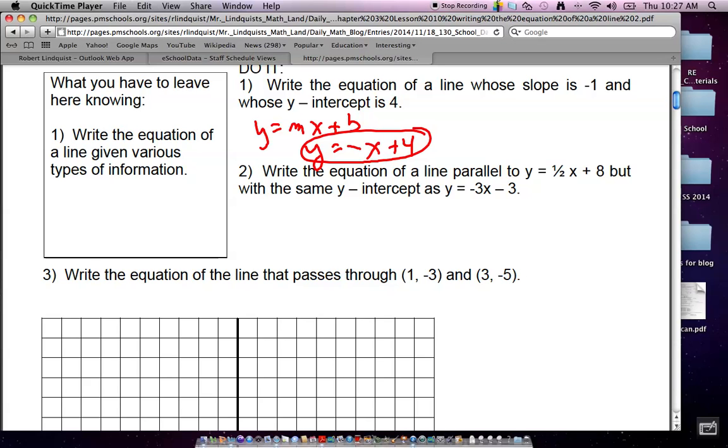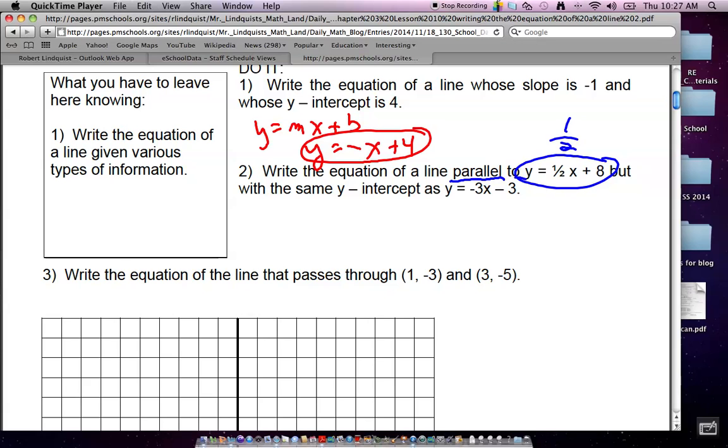Okay, next, write the equation of a line that's parallel. Now, there is a question on your test that talks about parallel lines. As soon as you see parallel lines, what do you know about those two lines? They're equal. What is equal? The slope. The slopes are equal. So, write the equation of a line parallel to this one. It means it has to have the same slope. So the new line has to have a slope of a half.